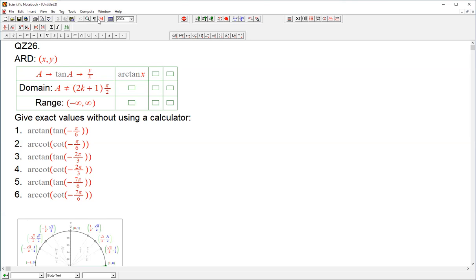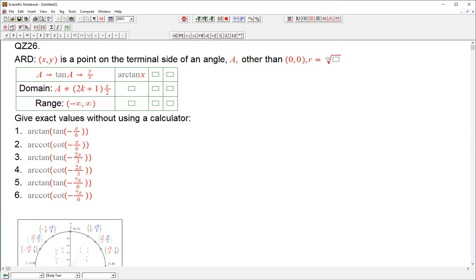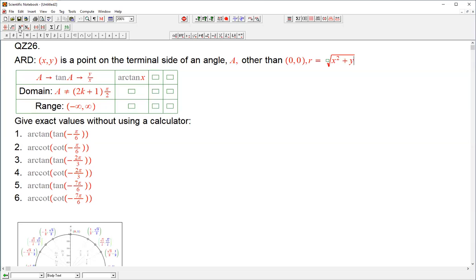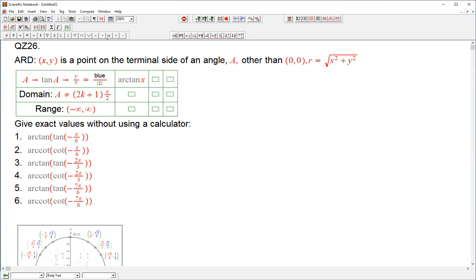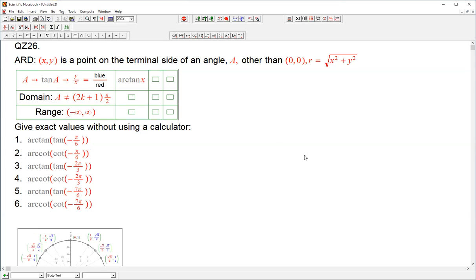X comma y is a point on the terminal side of an angle, which is A, other than the origin. We have repetitively talked about this. And R is equal to the square root of x squared plus y squared. Very familiar concept for us. The x and y we talk about are these two numbers. In many of our lessons, we use the color tone: the y is the blue and the x is the red. So horizontal, vertical, and we have all of those concepts with us.